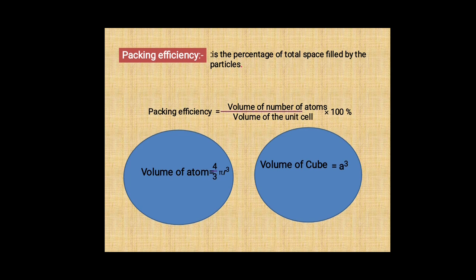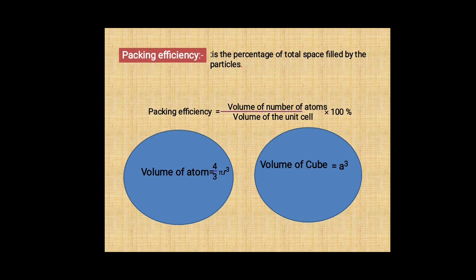The volume of number of atoms changes depending on the type of unit cell. If it is a simple cube, number of atoms will be 1. If it is face centered, number of atoms is 4. If it is body centered, number of atoms is 2. So how to calculate the volume of an atom? You know the volume of an atom means volume of sphere, which can be calculated by 4/3 πr³, where r is the radius. Okay, volume of unit cell.